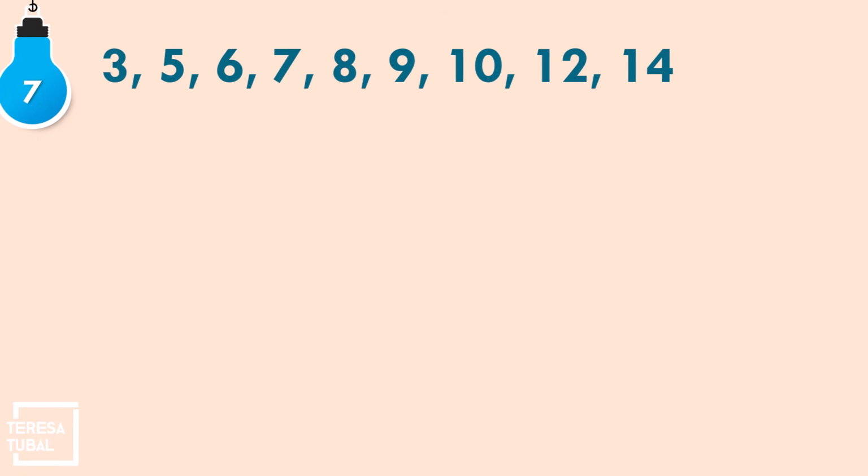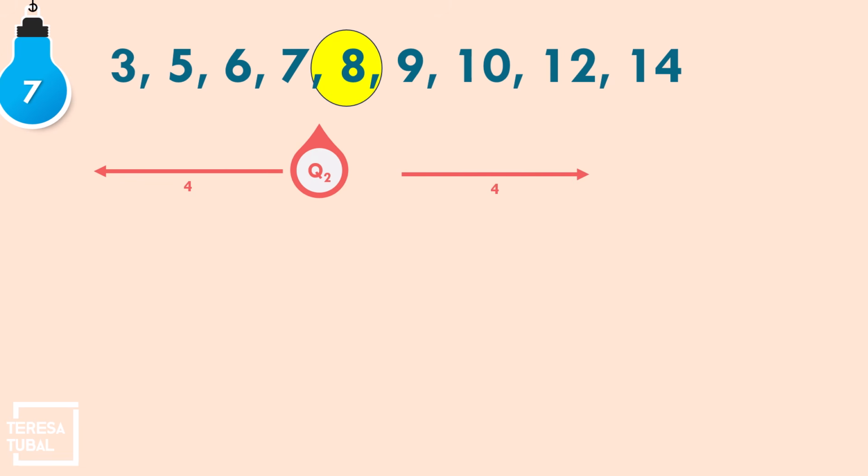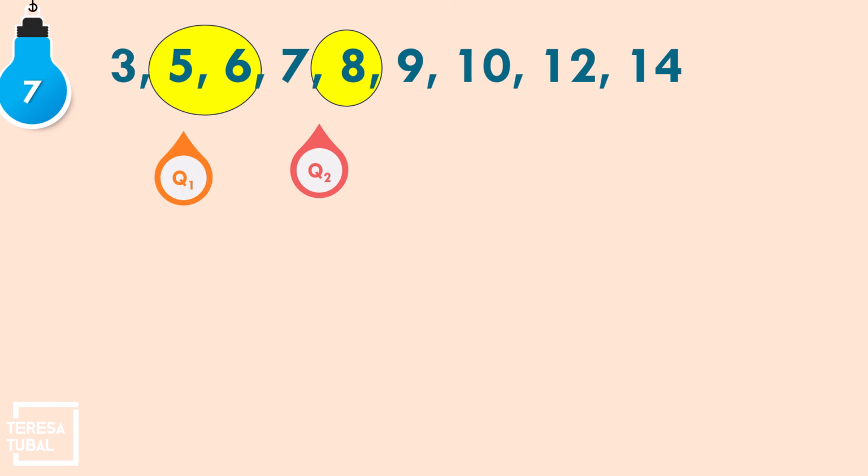The given data says 3, 5, 6, 7, 8, 9, 10, 12, 14. The median, that is 8. That could be the center, so that is quartile 2. So the quartile 1 is on the left side, the quartile 3 is on the right side. So the quartile 1 is in between 5 and 6. The quartile 3 is between 10 and 12.